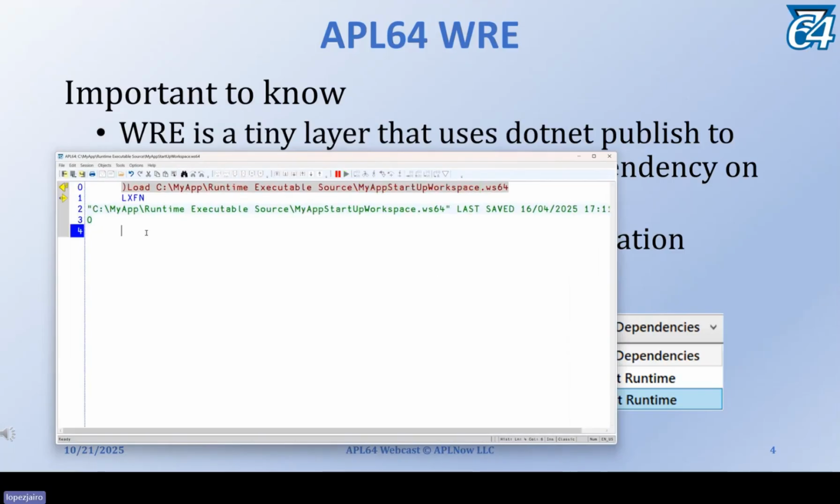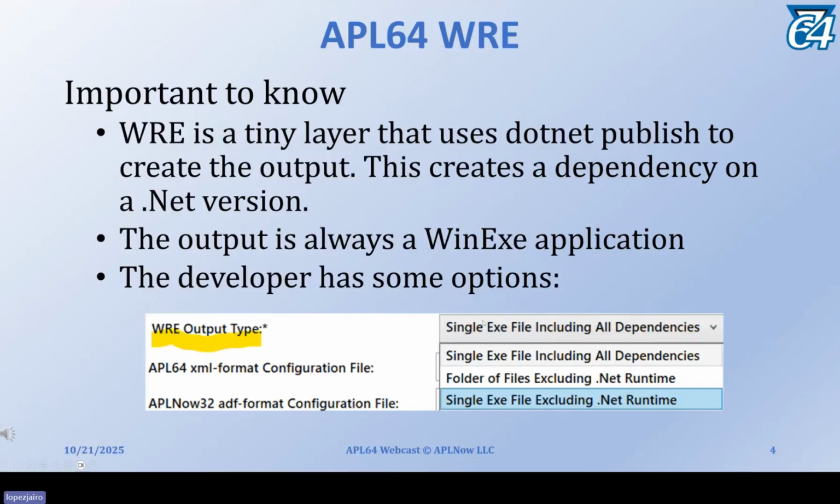The workspace is going to have a latent expression defined, which means that a function will get executed when the workspace is loaded. To distribute, then you go to options, create a runtime. And right now we're talking about the WRE, Windows Runtime Executable. I know the screen is a little bit low. That's why I have this presentation in the background, magnifying the options.